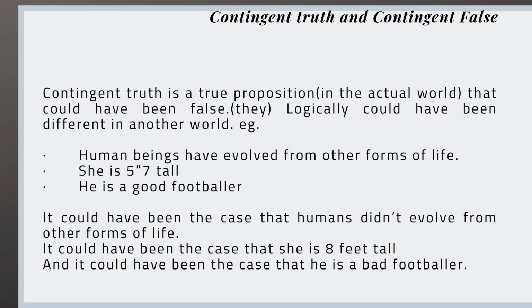Contingent truth and contingent falsehood. Contingent truth is a true proposition in the actual world that could have been false. Logically, it could have been different in another world. Examples: human beings have evolved from other forms of life. She is 7 foot tall. He is a good footballer. It could have been the case that humans didn't evolve from other forms of life. It could have been the case that she is 8 feet tall. It could have been the case that he is a bad footballer.